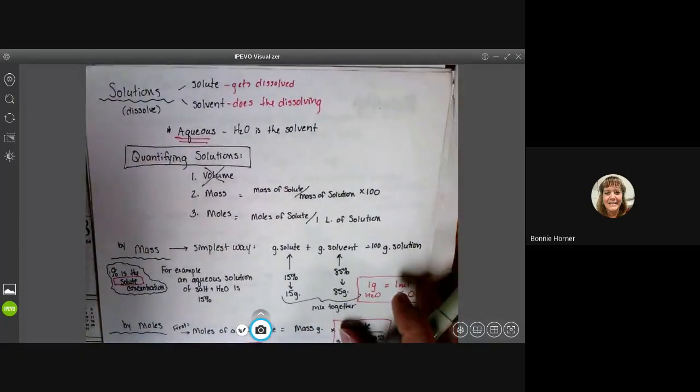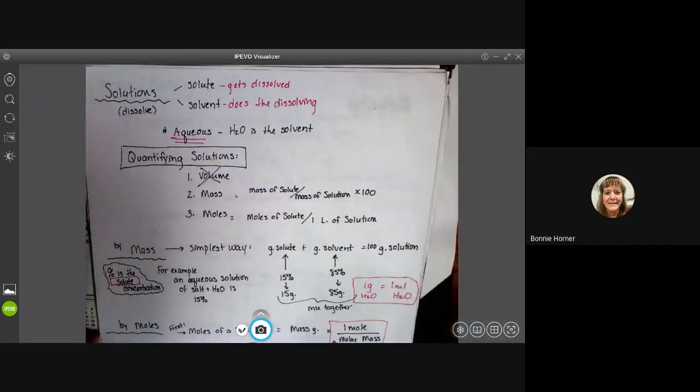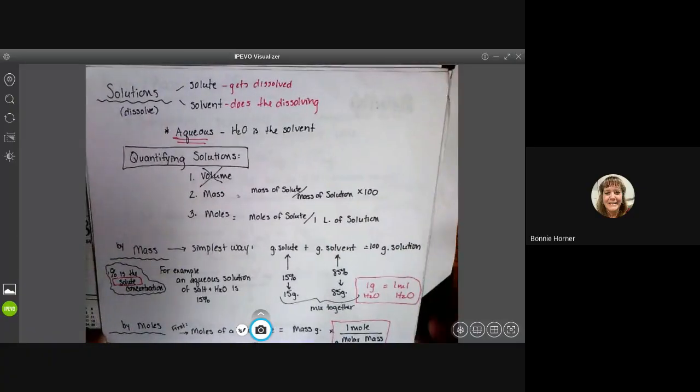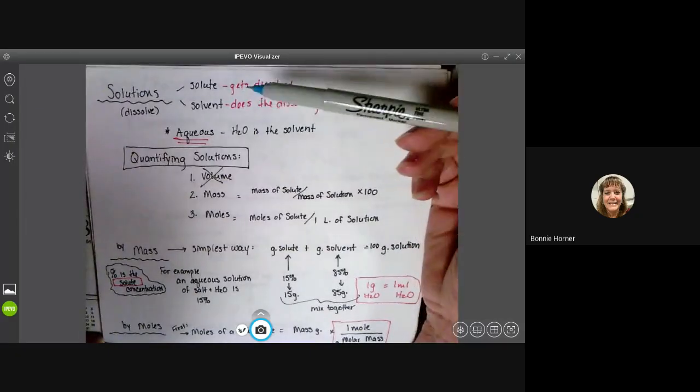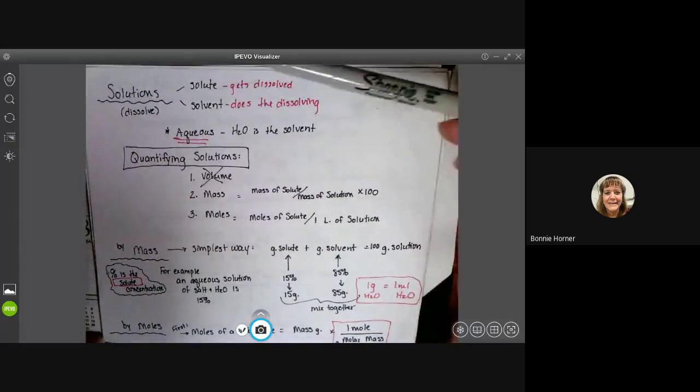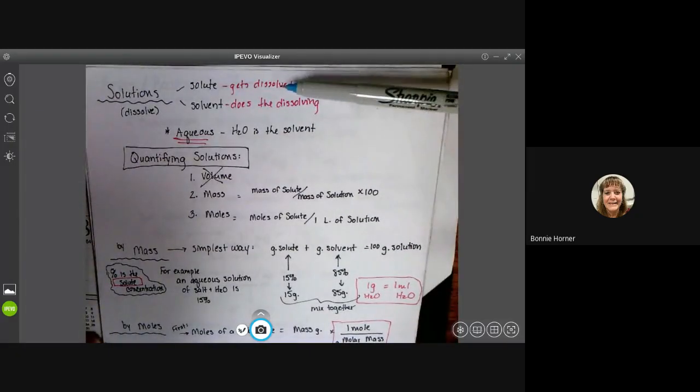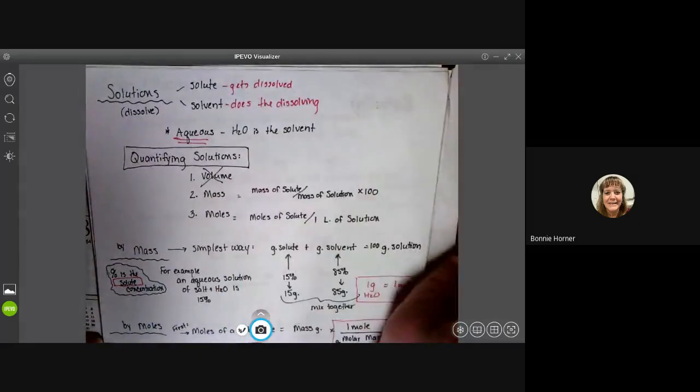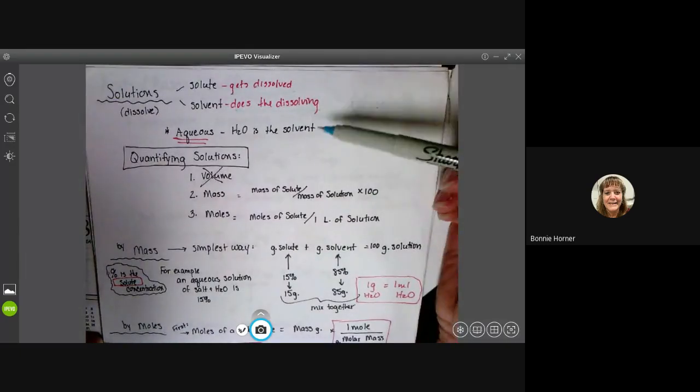So I'm going to try to explain a little bit about solutions. It was explained in the lab background, but I'm going to go a little further. Qualitatively, we know that solutions contain both the solute and the solvent. The solute is the thing that gets dissolved. The solvent is the thing that does the dissolving. And in biology, we're going to focus on aqueous solutions, where water is always going to be the solvent.